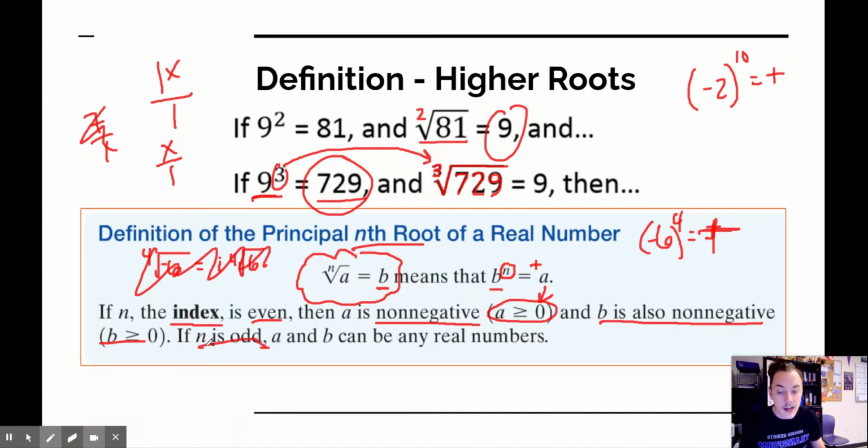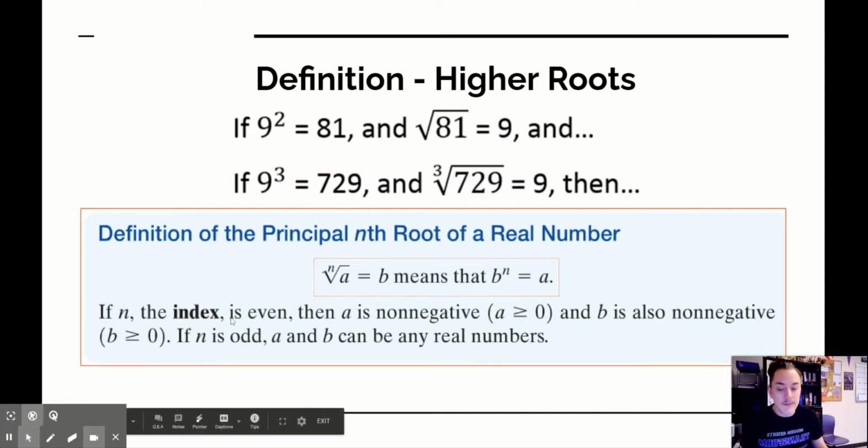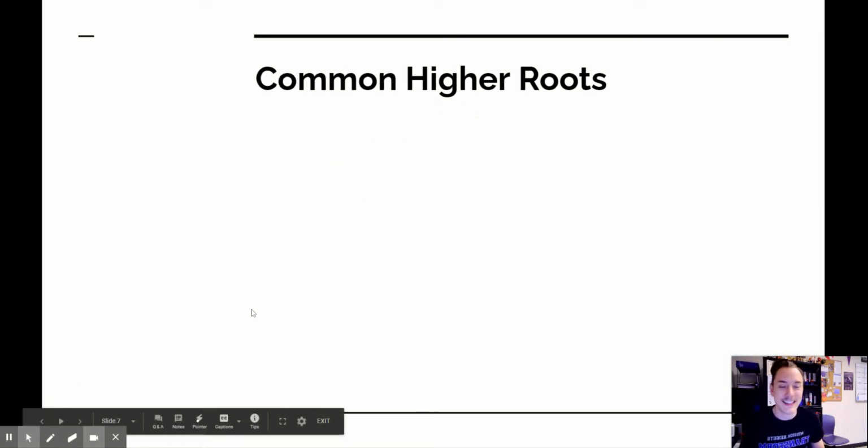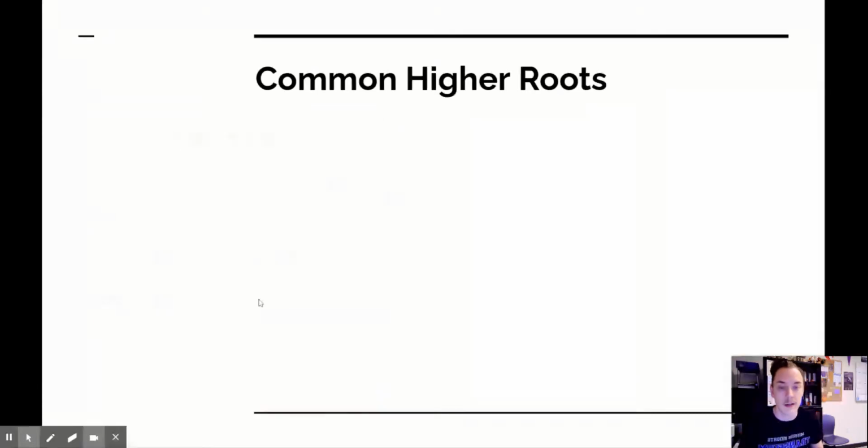Now, if n is odd, so if your index is odd, a and b can be any real numbers. So it can be any real number at all. It doesn't need to be an imaginary number like this would be. That would be an imaginary number. If that confuses you, do not fear. I am here, which means I'm going to try to alleviate all this in a little bit when we go through examples.